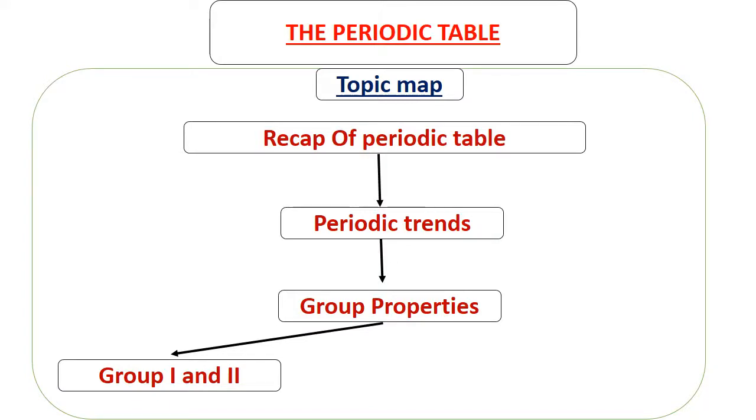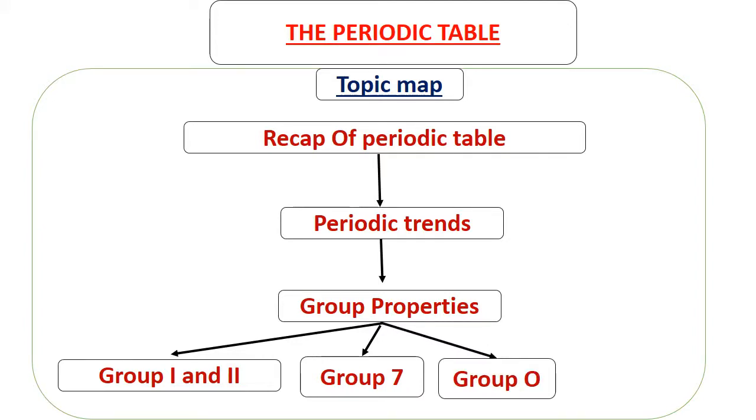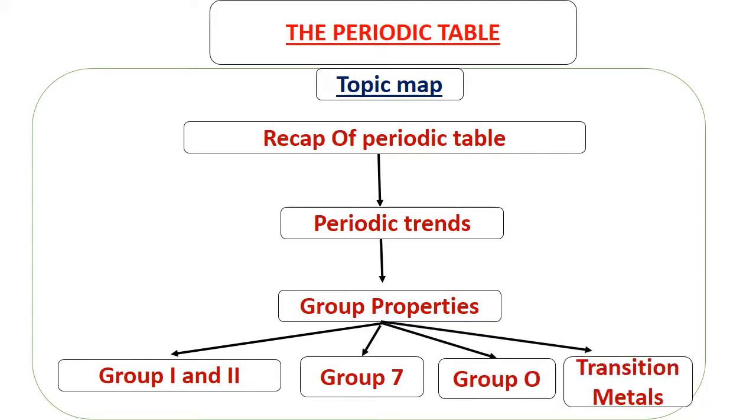We see some properties of group 2, and after that we are also going to take a look at group 7. In the next video, we'll look at group 0 or group 8 and also transition metals. Let's get started.